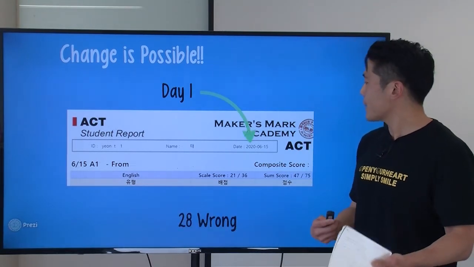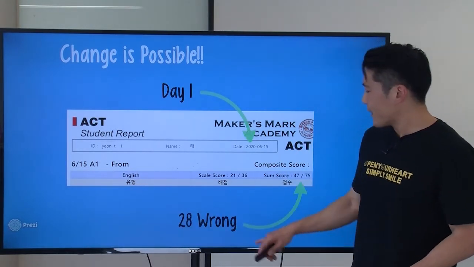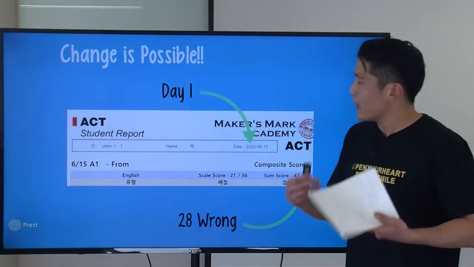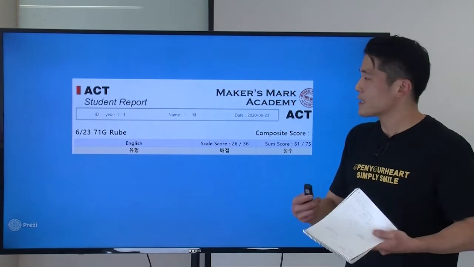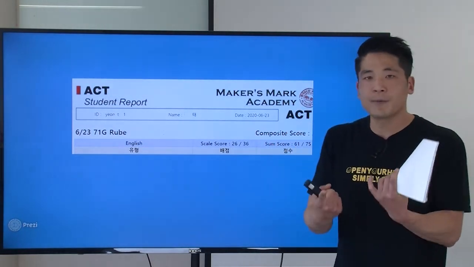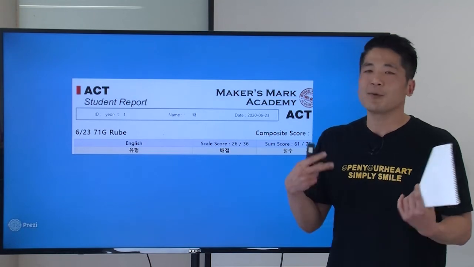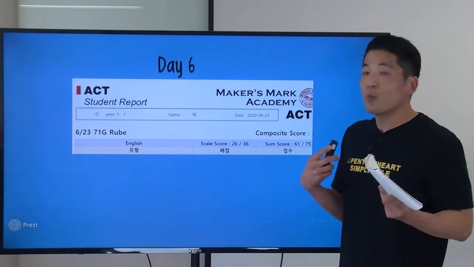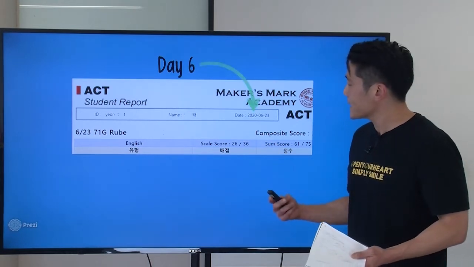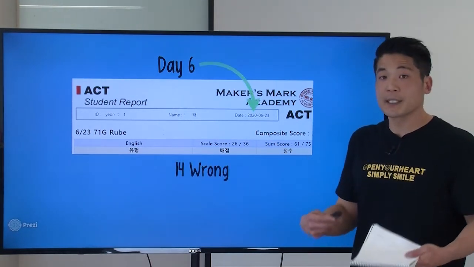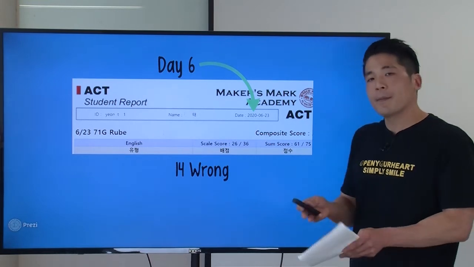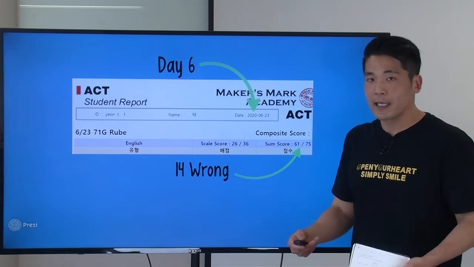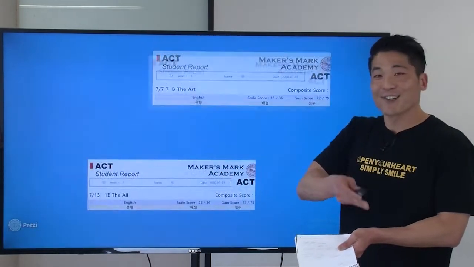He started off coming here, getting about 28 questions wrong on the English section. Now, using the system, the process, he would do his homework really diligently. He would ask a lot of questions in class. After about a week or so, at day 6, he started to see improvements to his score. So he went from about 28 wrong to about 14 questions wrong after about a week.